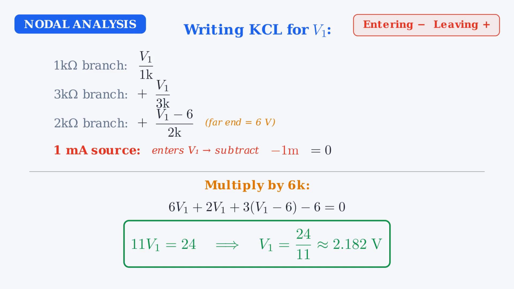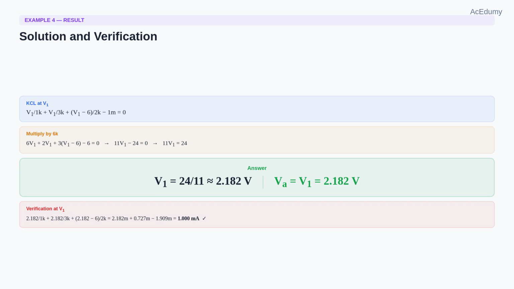We get 6V1 plus 2V1 plus 3 times V1 minus 6 equals 0. Combining, 11V1 minus 24 equals 0. So 11V1 equals 24. Dividing both sides by 11, V1 equals 24 over 11, which is approximately 2.182 volts. Since V sub A is measured from V1 to ground, V sub A equals V1, which is also 2.182 volts.